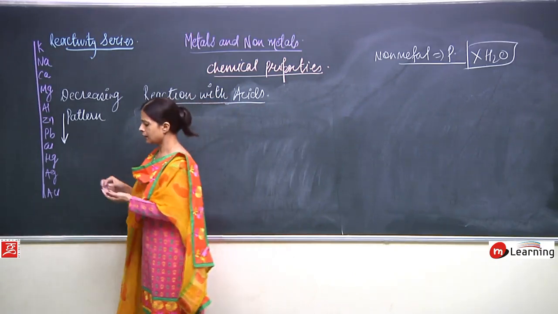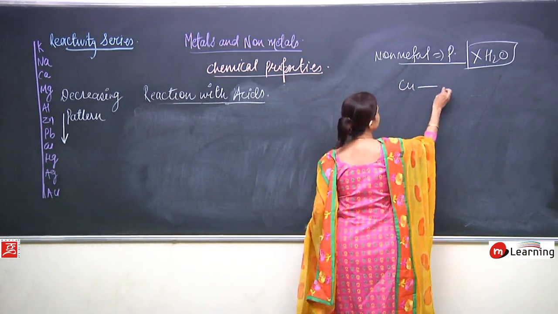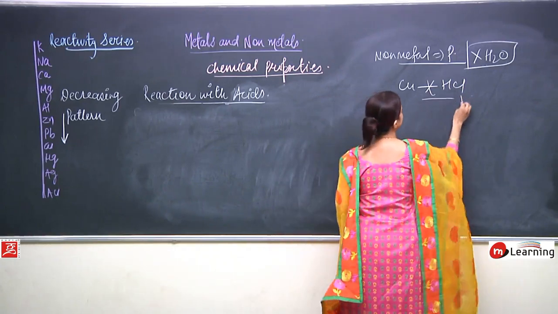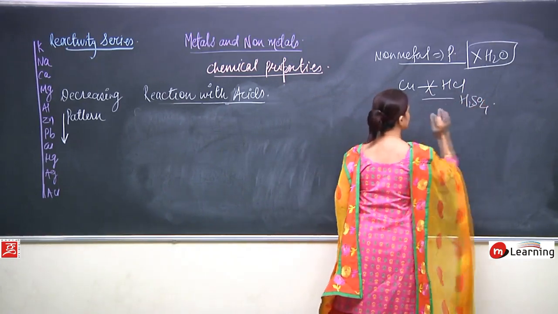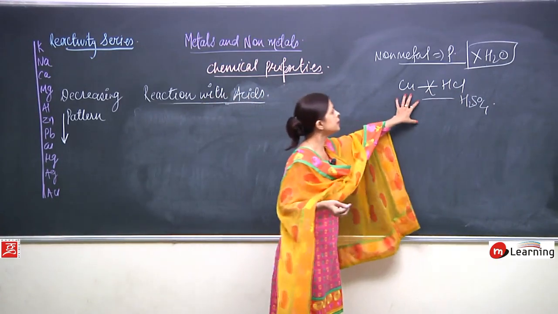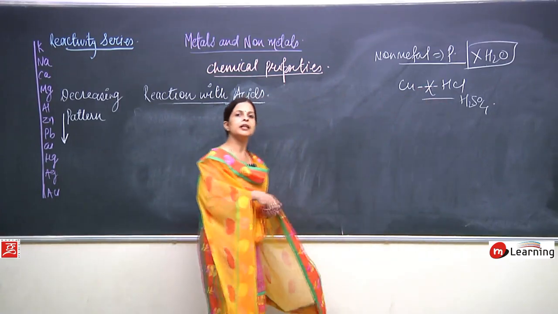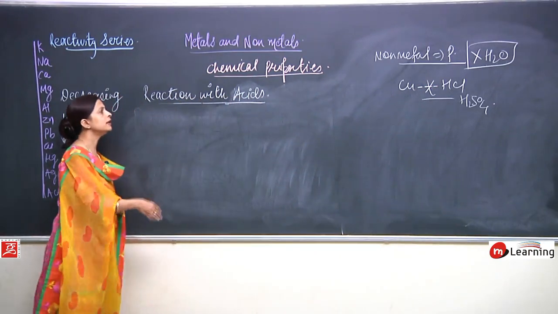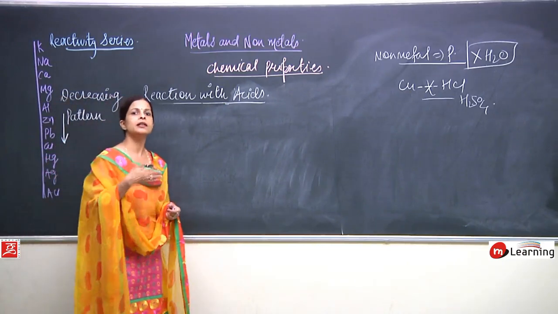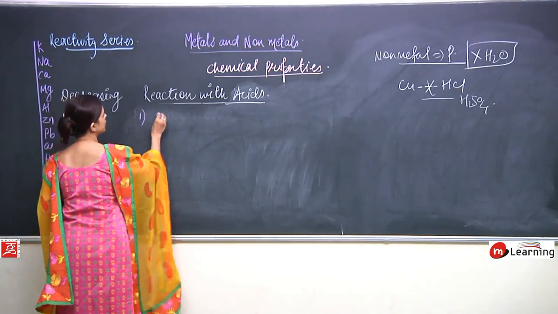Even this will happen, like if you take the example of Cu, I'll just write over here that Cu doesn't react with HCl, but it reacts with H2SO4. This is just for a short revision, that Cu will not react with hydrochloric acid, but it reacts with H2SO4. That means it is possible that one metal doesn't react with a particular acid, but it may react with some other acids.